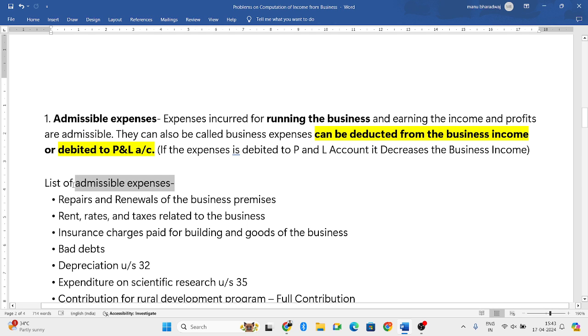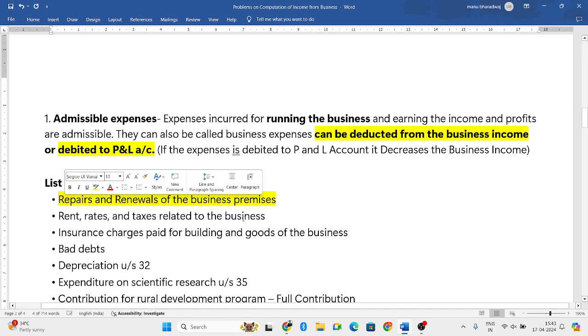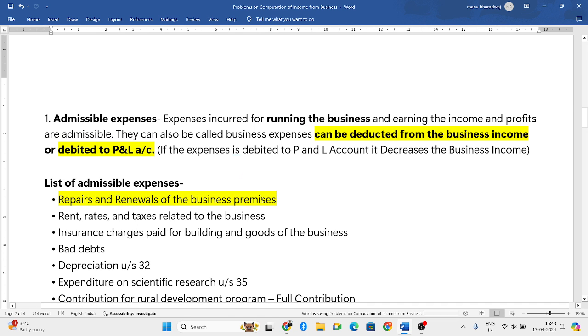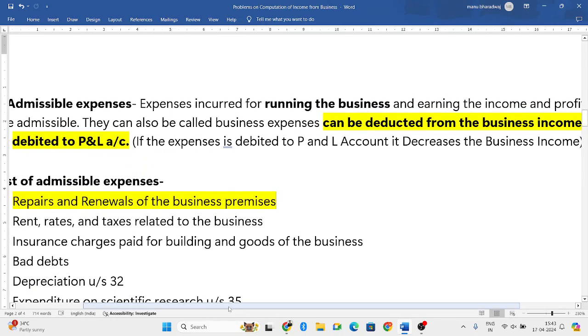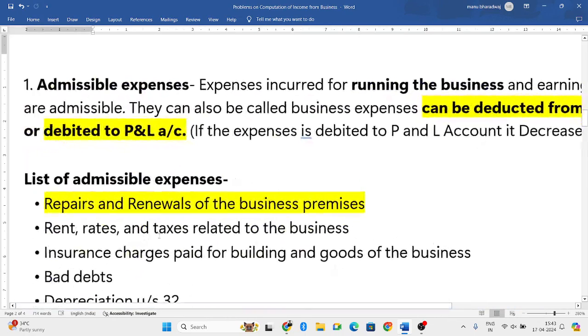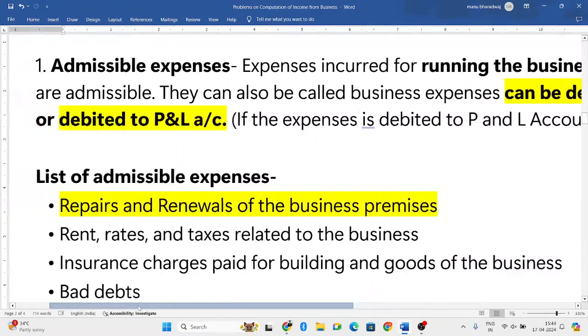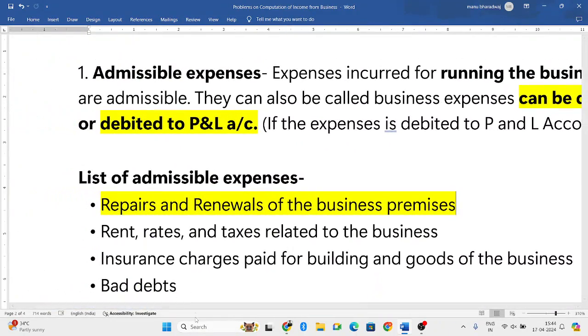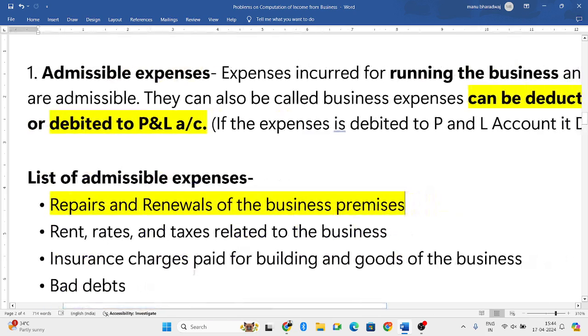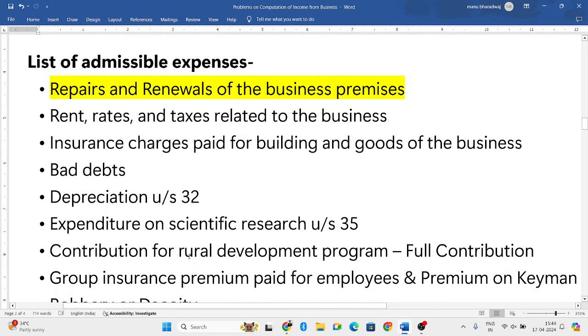So repairs and renewals are considered as admissible expenses. So in question this item may appear. Repairs and renewals are considered as admissible expenses because in order to run a business we require a premises. Whatever the repairs and renewals of that premises is a necessary part. Without that renewals we cannot run the business properly and we will not be able to earn any profit. So it is mainly related to our business activity.